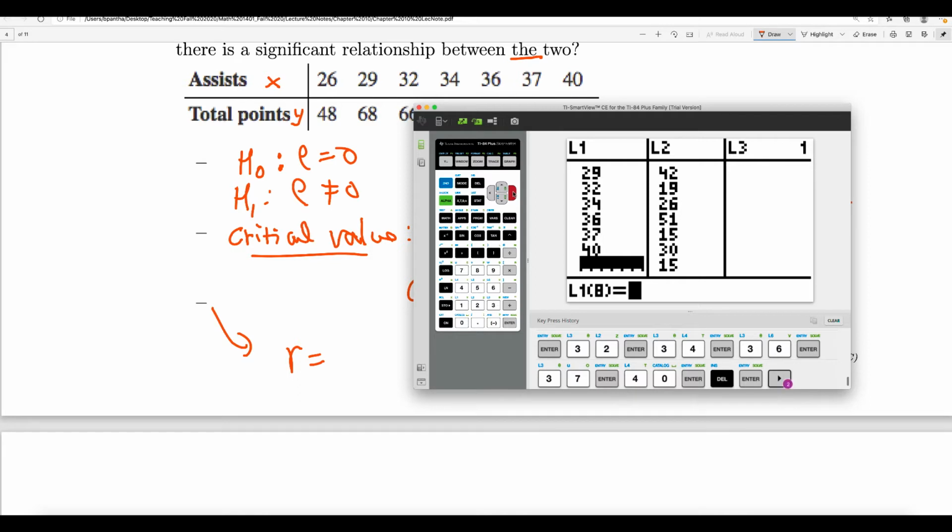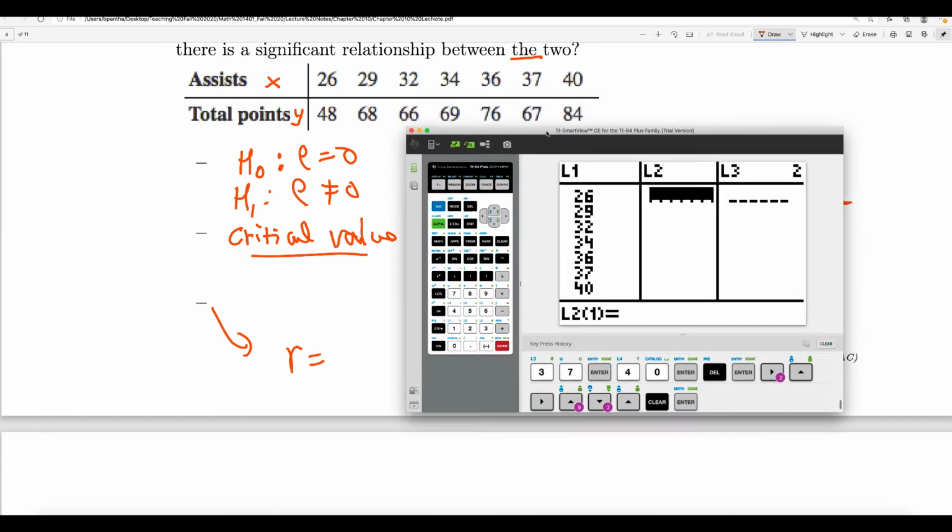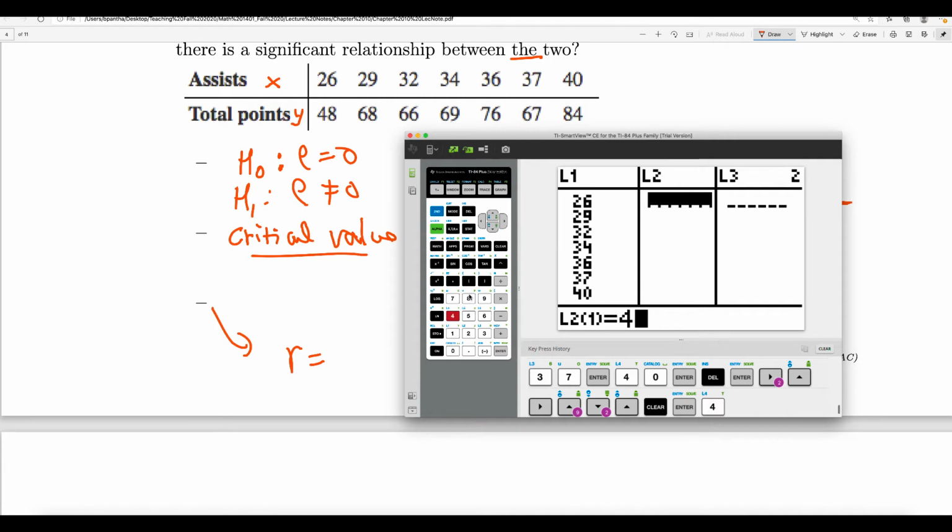So let me enter the y values. By the way, let me enter the y values in L2. You can clear that L2 first and then enter, or you can override it. Let me clear what I have in L2, and I want to enter the numbers there. So 48. What does that mean? That means if there were 26 assists, then the total number of points at that time was 48, and 29 assists has total points 68, and so on, right?